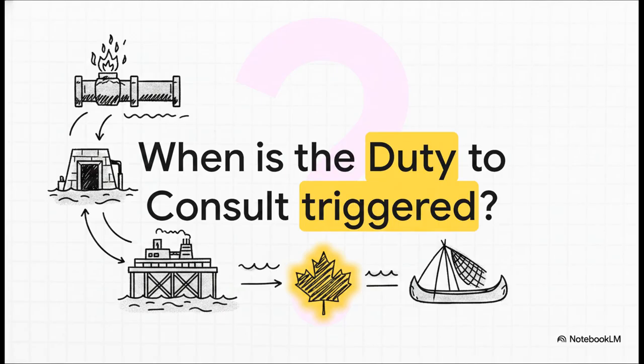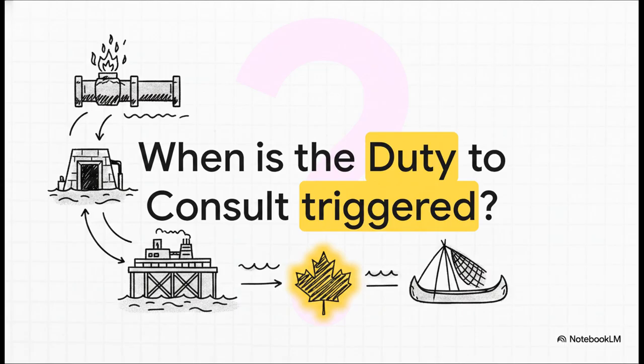Let's pause for a second. Here's a fundamental exam question you need to know. When exactly must the state actually consult Indigenous communities? While the rule is pretty clear, the duty is triggered when the Crown has real or constructive knowledge of a potential or actual Aboriginal right or title, and they are contemplating conduct that might adversely affect it.